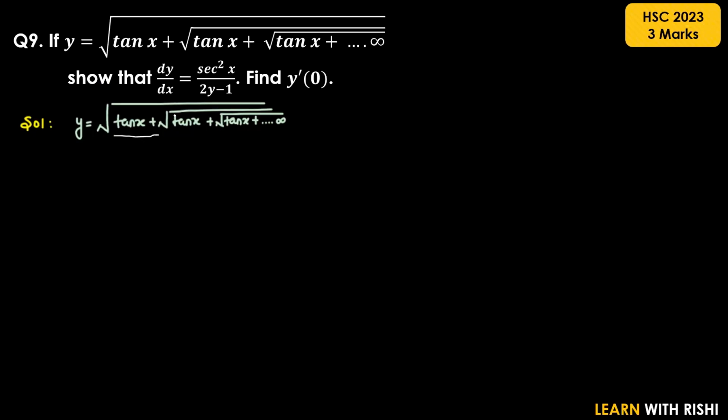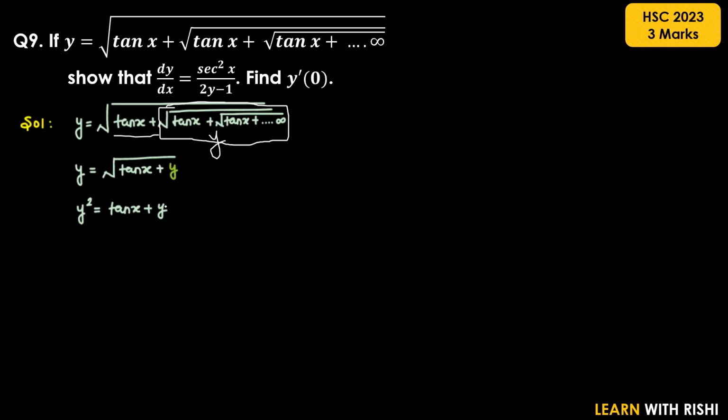So in this question, what we do is, we keep the first term as it is, that is root tan x plus. Instead of this, we substitute it with the original equation, that is y, because they have given us y is nothing but root tan x plus root tan x up to infinity. This is also root tan x plus root tan x up to infinity. So here our modified equation becomes y is equal to under root tan x plus y. Squaring on both sides, y square is equal to tan x plus y.